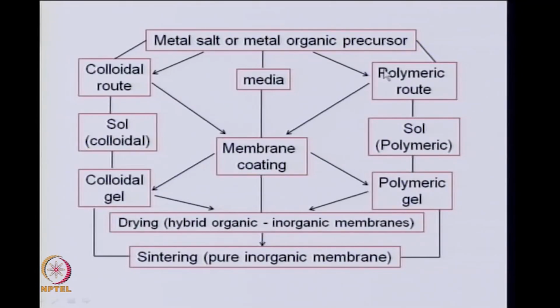The other way is the polymeric route, where you add ethylene glycol or citric acid, and then you get the sol like we showed, and then a polymeric gel which is much darker in color, and then dry it to get the organic inorganic membrane, or you heat it higher when all the organic stuff will be burnt away, leaving behind only the inorganic membrane. So, you can get these final products either through the colloidal route or through the polymeric route.